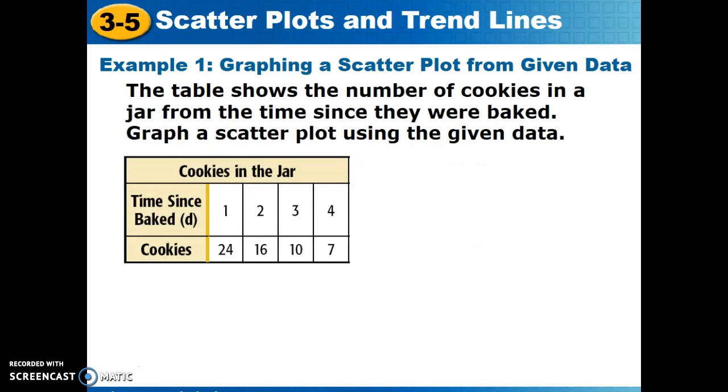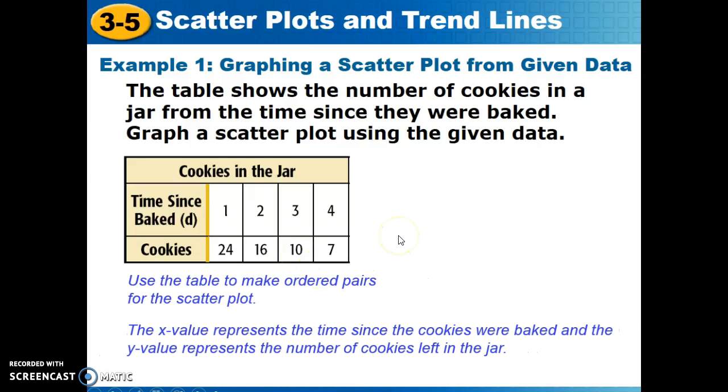Example 1 says, graph this scatter plot. The table shows the number of cookies in a jar from the time they were baked. Now, we know if we have a linear function, the changes in the domain are constant. Changes are constant, up by 1. The changes in the range, number of cookies, depends on the time. We're down 8, down 6, down 3. This is not a constant change. So we can see it's not a linear function.